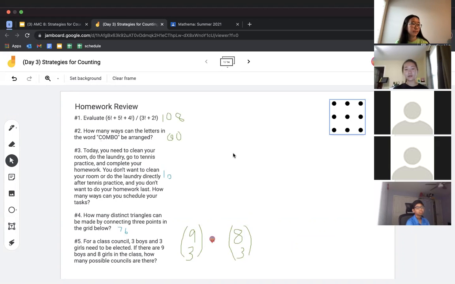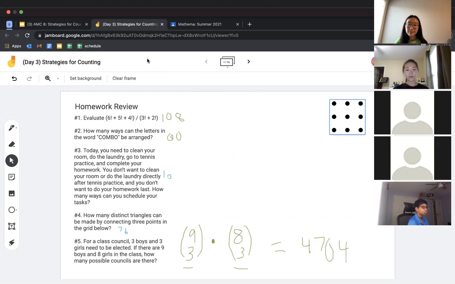Since each of the groups of boys can be matched with each of the groups of the girls. So once you multiply, your answer should be 4,704. Yeah, good job, Charles.